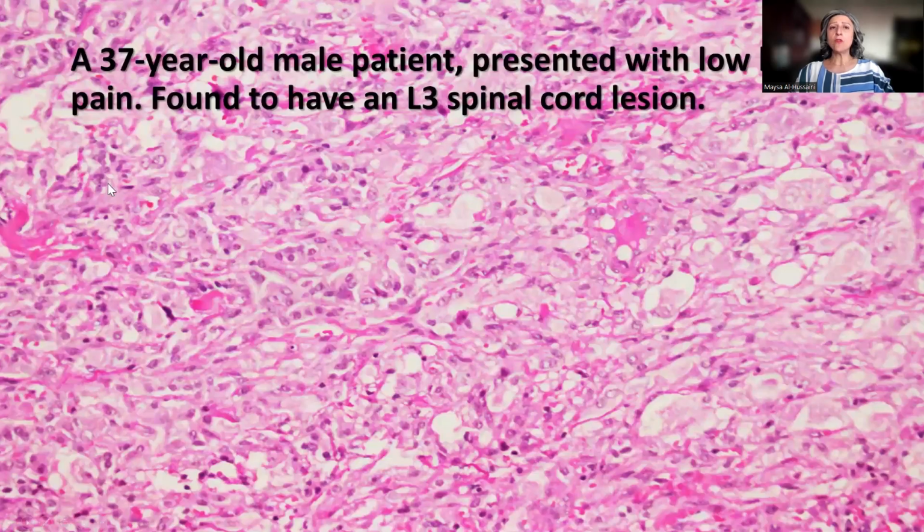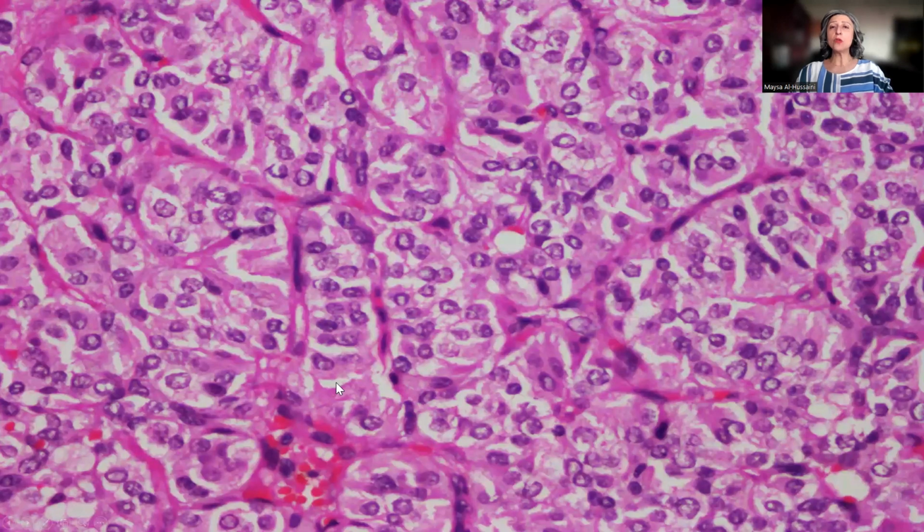So this is a case of a 37-year-old male patient who presented with low back pain and was found to have an L3 spinal cord lesion. And as you can see, the tumor here on the low power magnification has this component with large cells and this component here with the smaller cells, and we're going to zoom in.